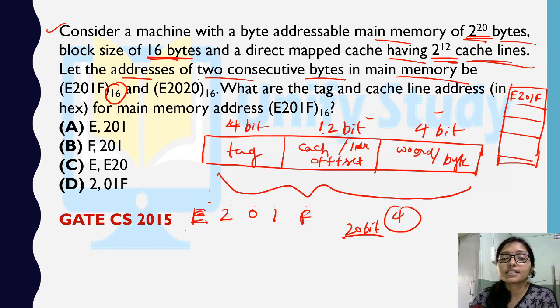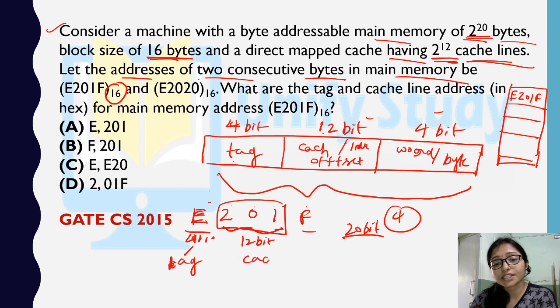Already you know every digit is 4 bits, from hexadecimal to binary. I think it is clear. If it is not clear, then learn the binary number system, okay? So the first 4 bits will be the tag bits. Clearly this is your tag, and these 3 digits, 4 into 3 means 12, this is your 12 bits, your cache offset. And this last 4 bit part is your word part.